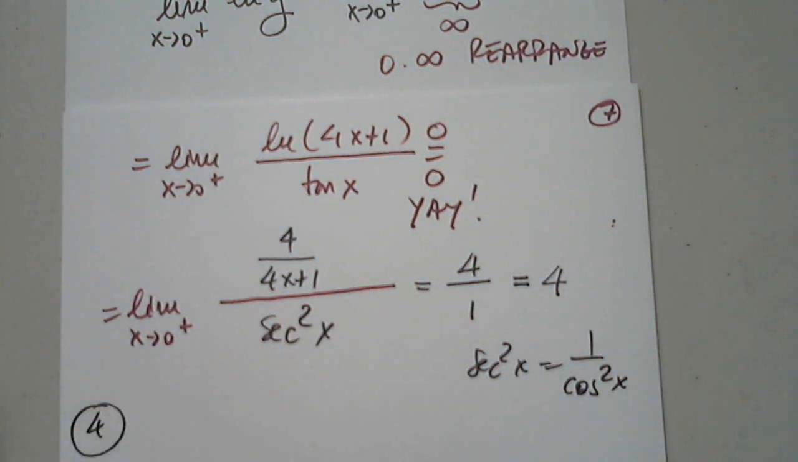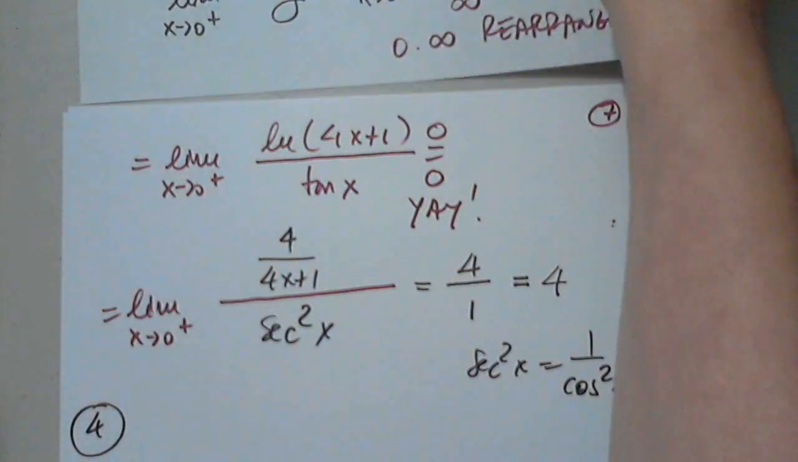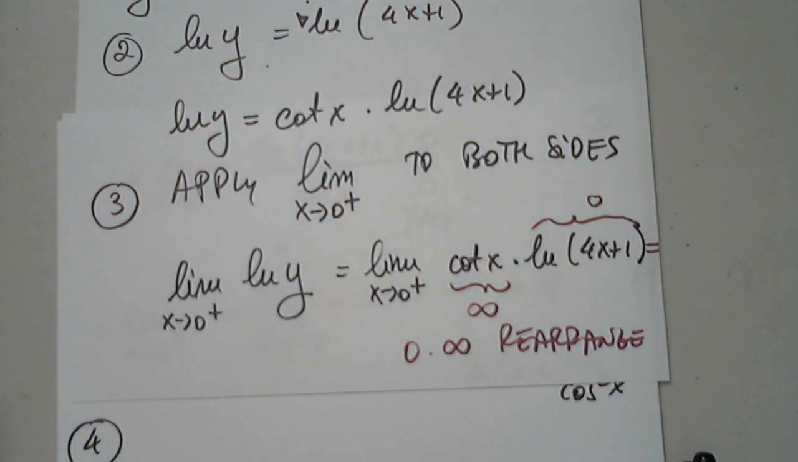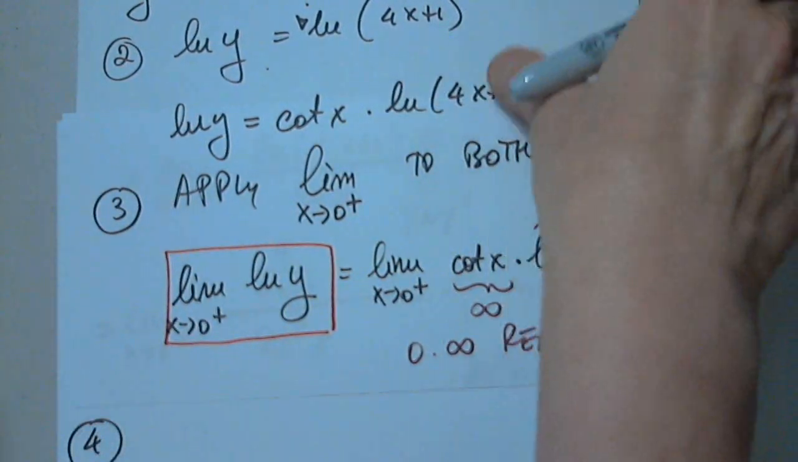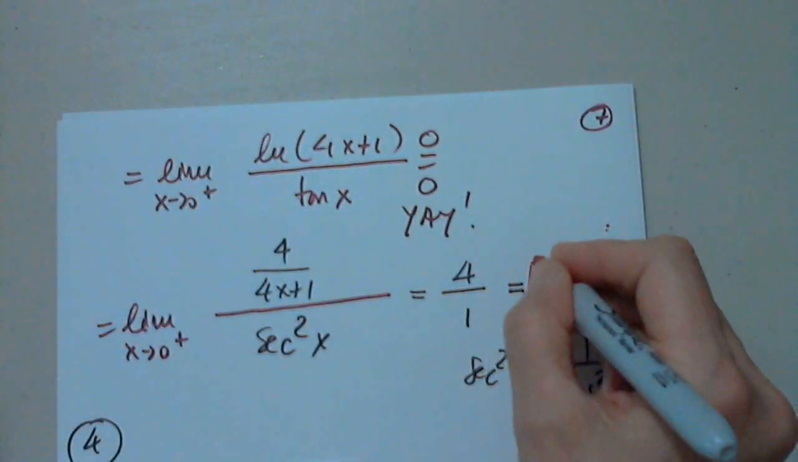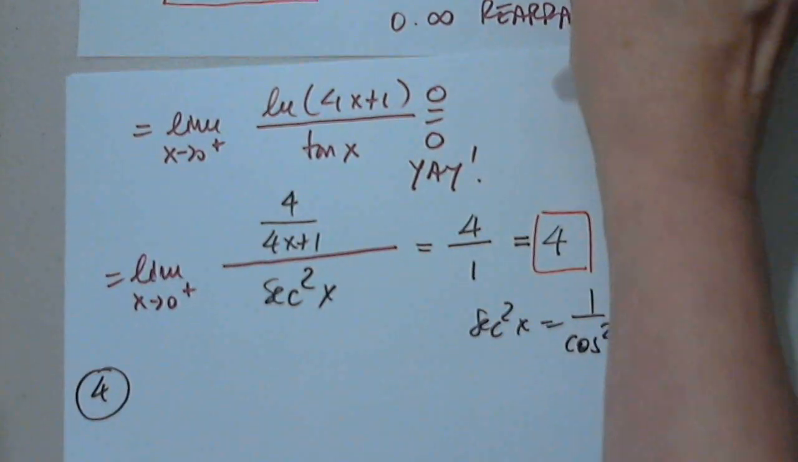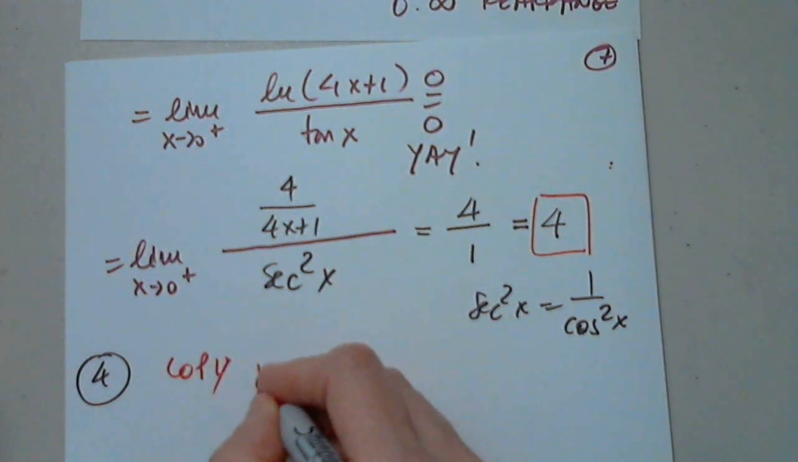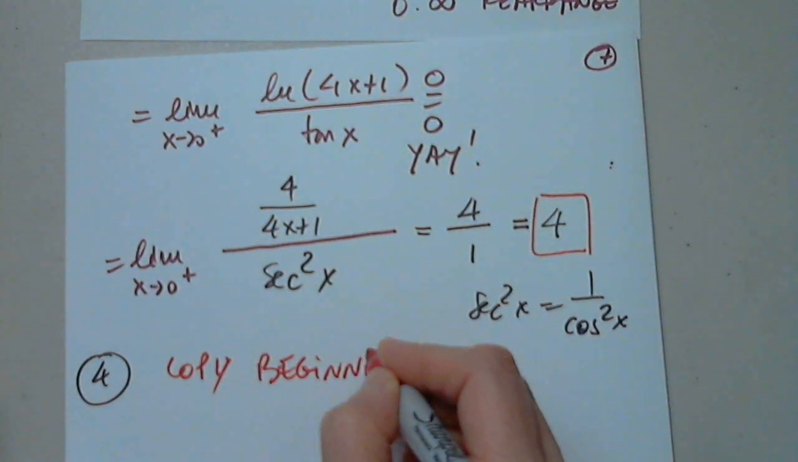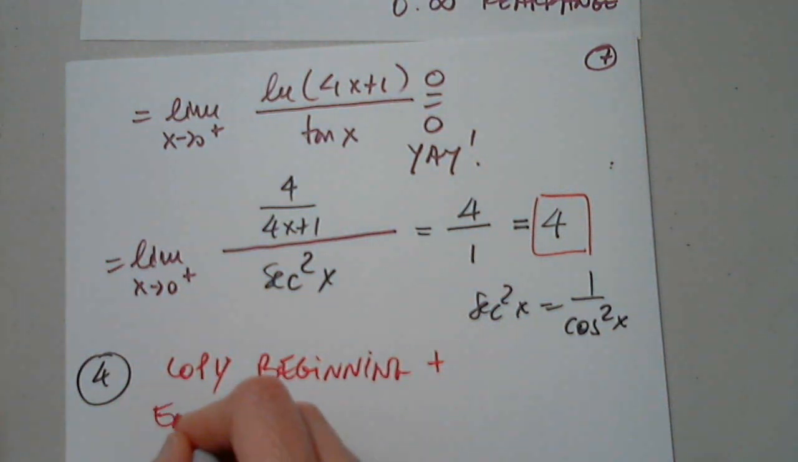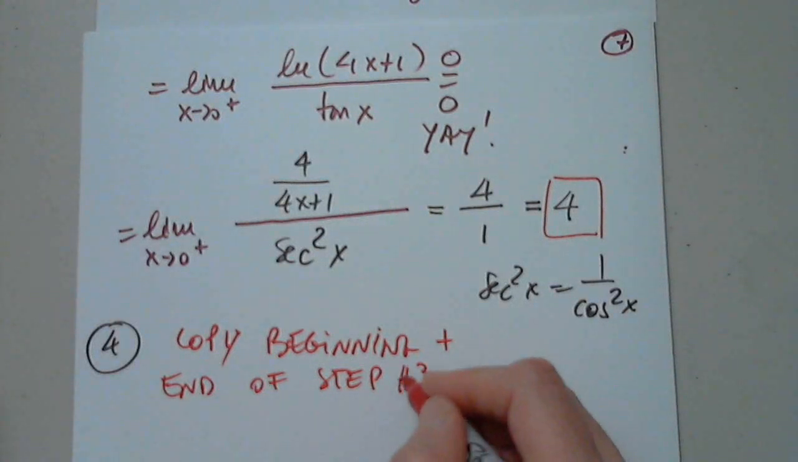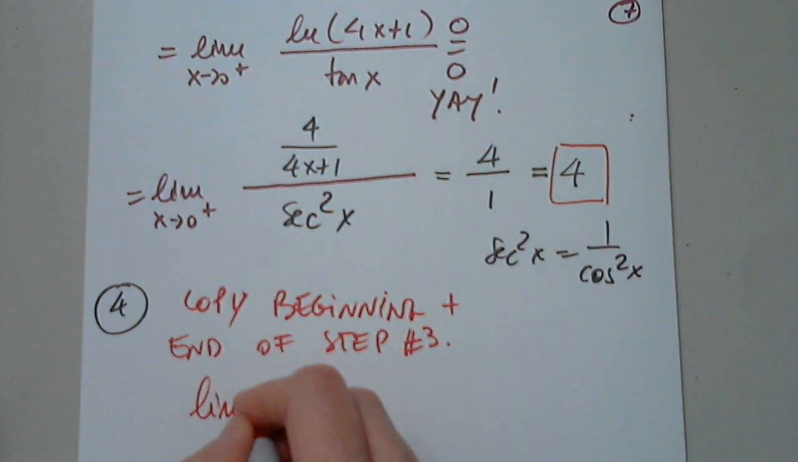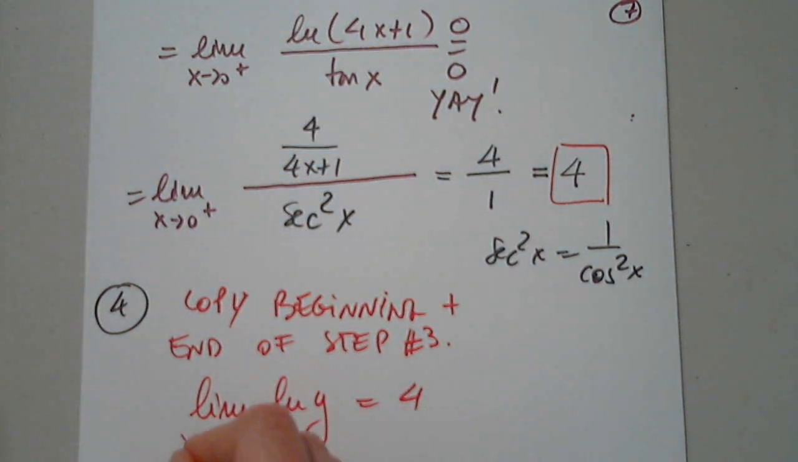In step 4, I am going to copy the beginning of step 3 and the end of step 3. Nothing else. So we had the limit of natural log y equals 4 as x approaches 0 from the right.